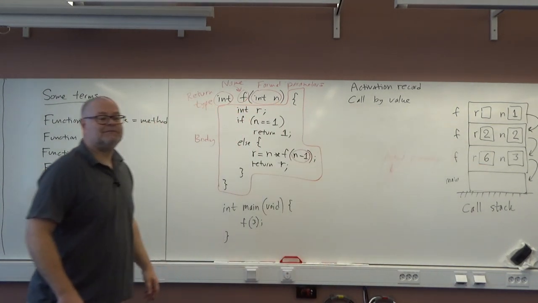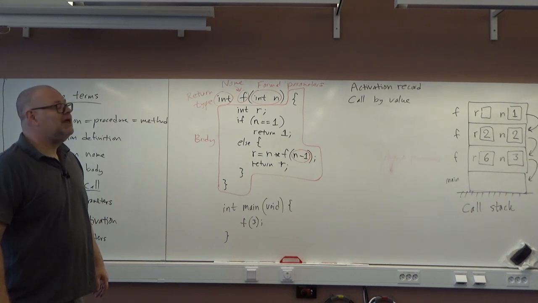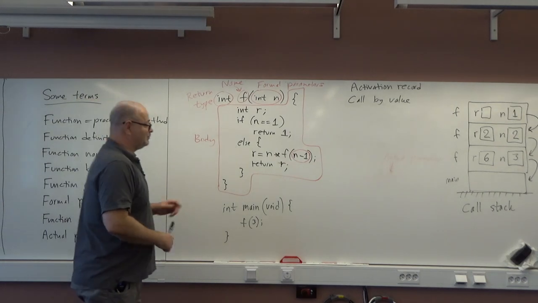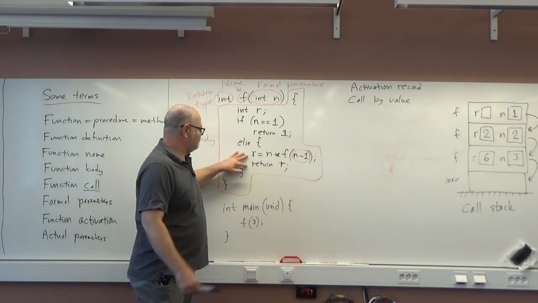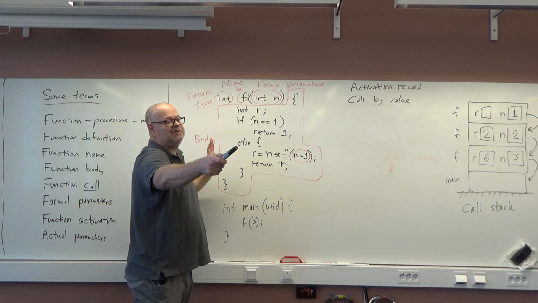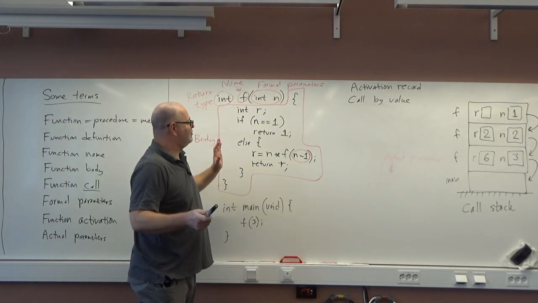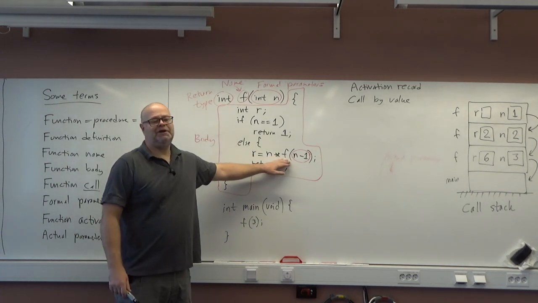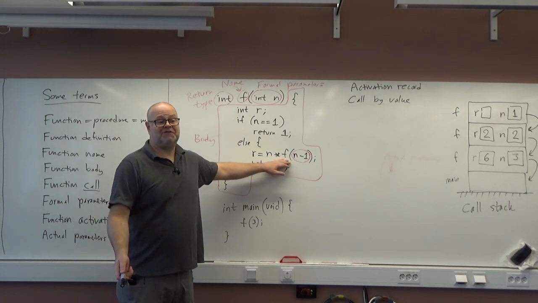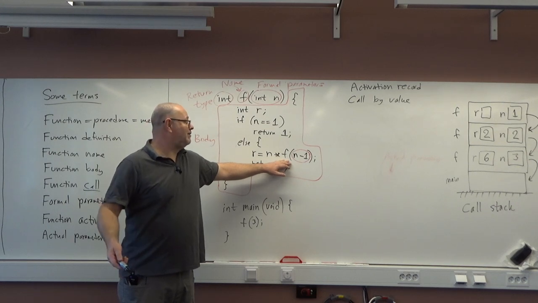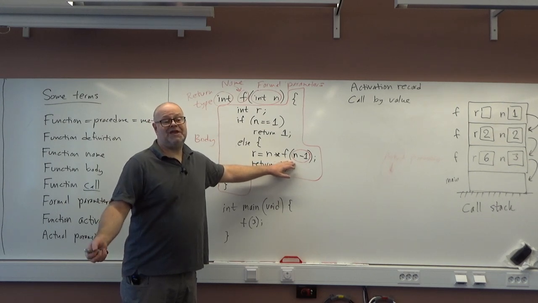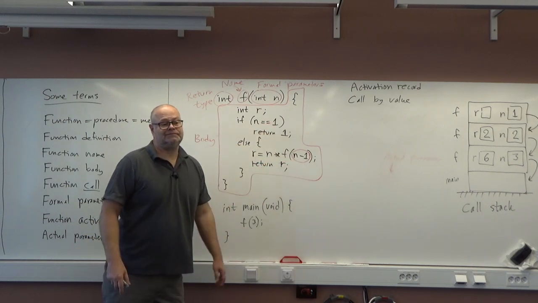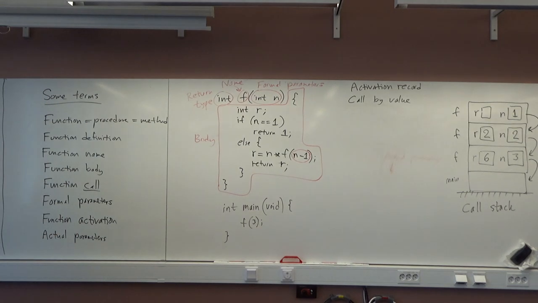Yes? When you have tail recursion, which we will look at later, but yes, we have optimization of tail recursion, where the recursive call is the last thing that happens in the function, then the compiler can optimize it away and basically do a jump instead of a recursive call. Okay.